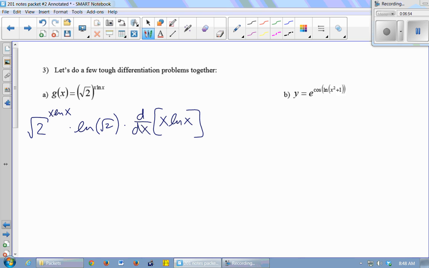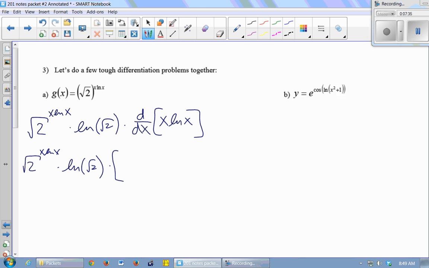So when you have really complicated derivatives that use a lot of chain rule, I find this to be really helpful so that I don't lose track of what I've already taken the derivative of and what I haven't. So at this point, I've just done the derivative of the outside function. Square root 2 to some stuff, its derivative is square root 2 to the stuff times the ln of square root 2. Then you still have to multiply by the derivative of the stuff. So in my next line, I just copy the stuff that I've already done. And then I start working on the derivative of x ln x.